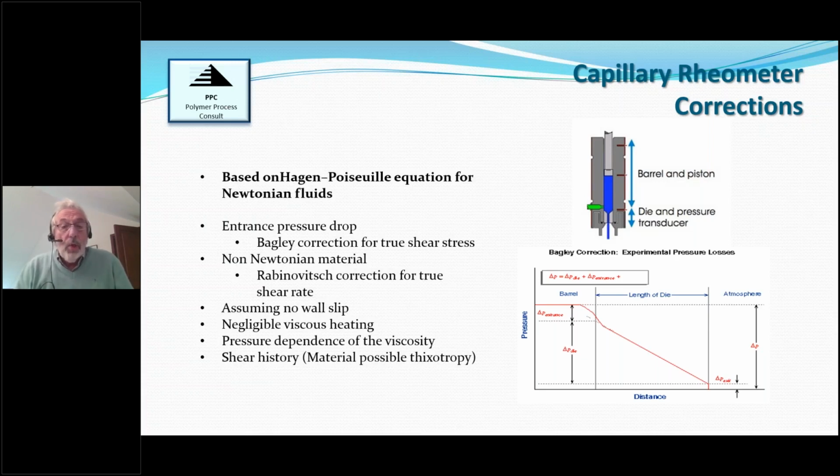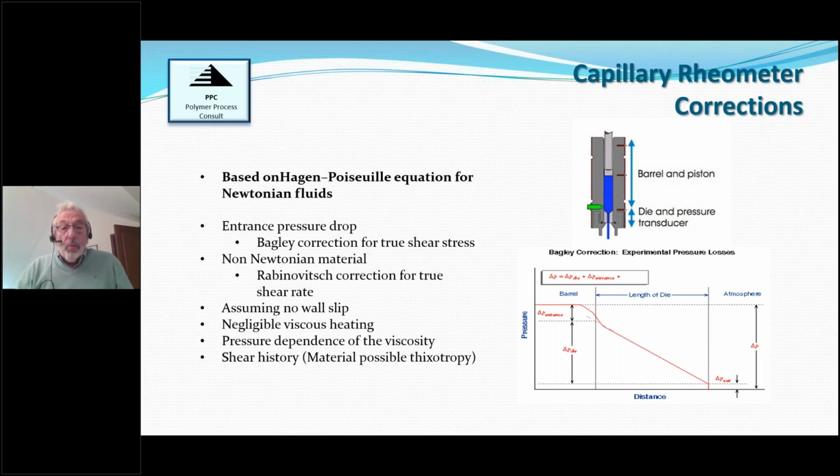So the pressure which is used to measure the shear stress needs to be corrected for entrance, for true shear stress. Also, we know that we are dealing with non-Newtonian material, so we also need to correct for shear rate, taking into account the non-Newtonian material behavior.